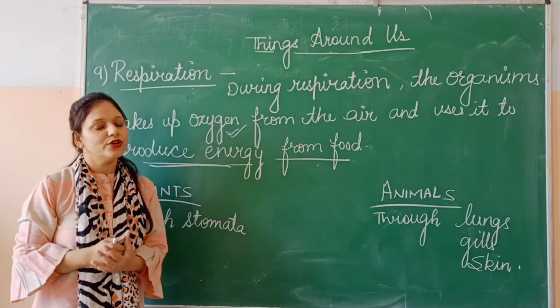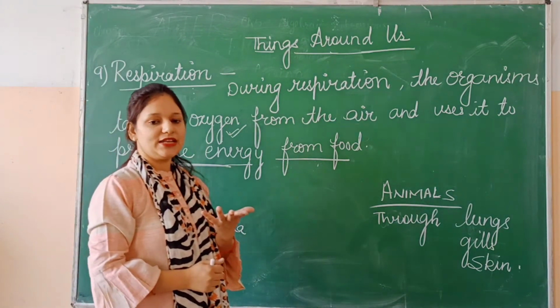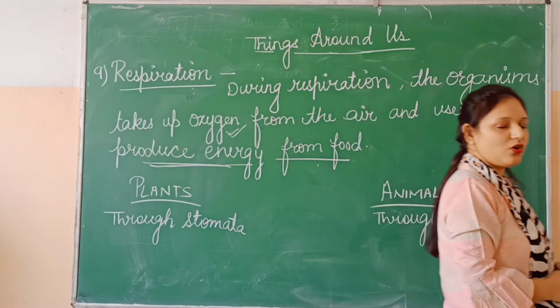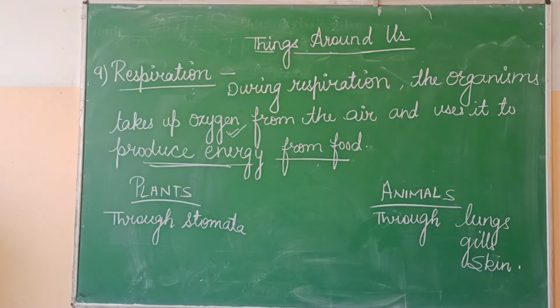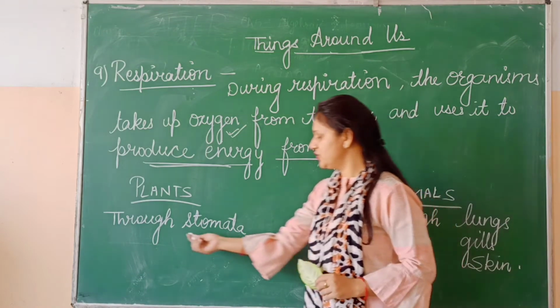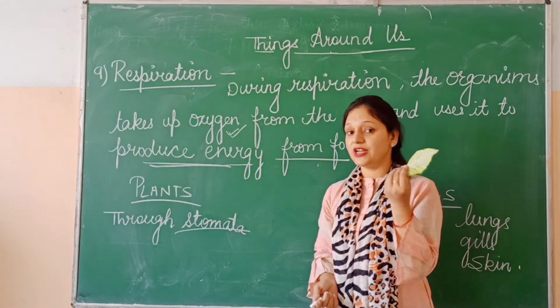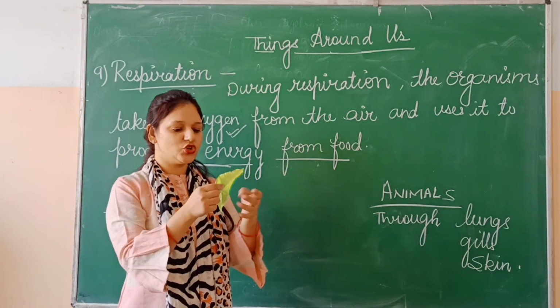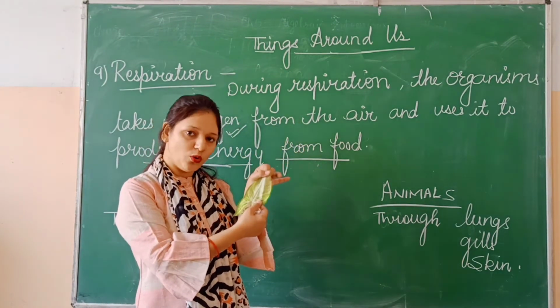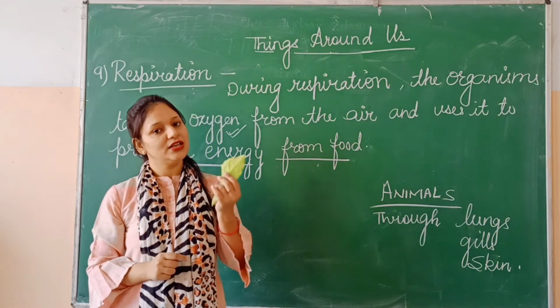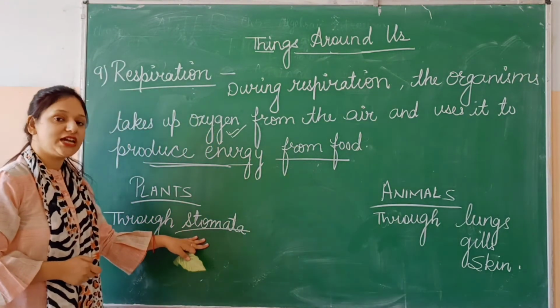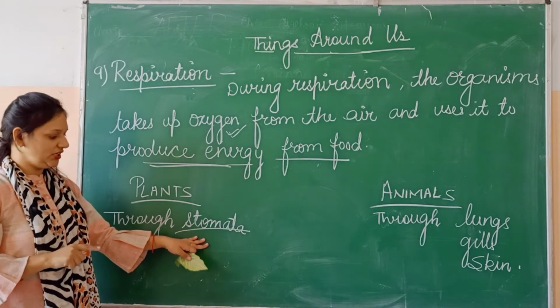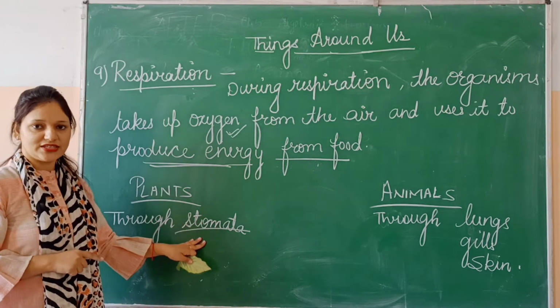So students, for doing the respiration, all the organisms have different kinds of organs. If we talk about the plants, as you all know that in the plants, they do the respiration through stomata. So where are the stomatas located? On the leaves. If we talk about the stomatas, they are the tiny holes which are present on the leaves. So what are stomatas? The tiny openings present on the leaves for the exchange of gases.